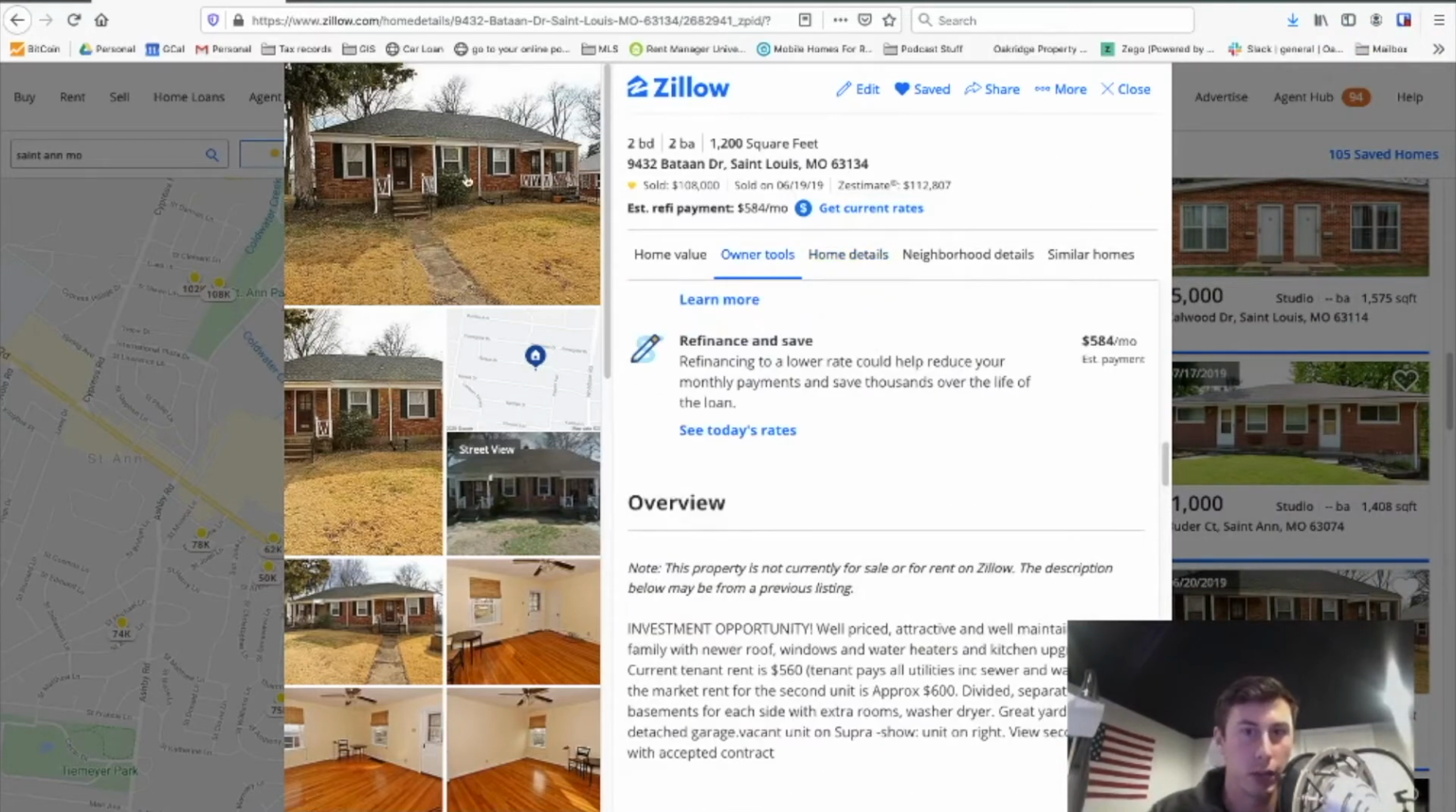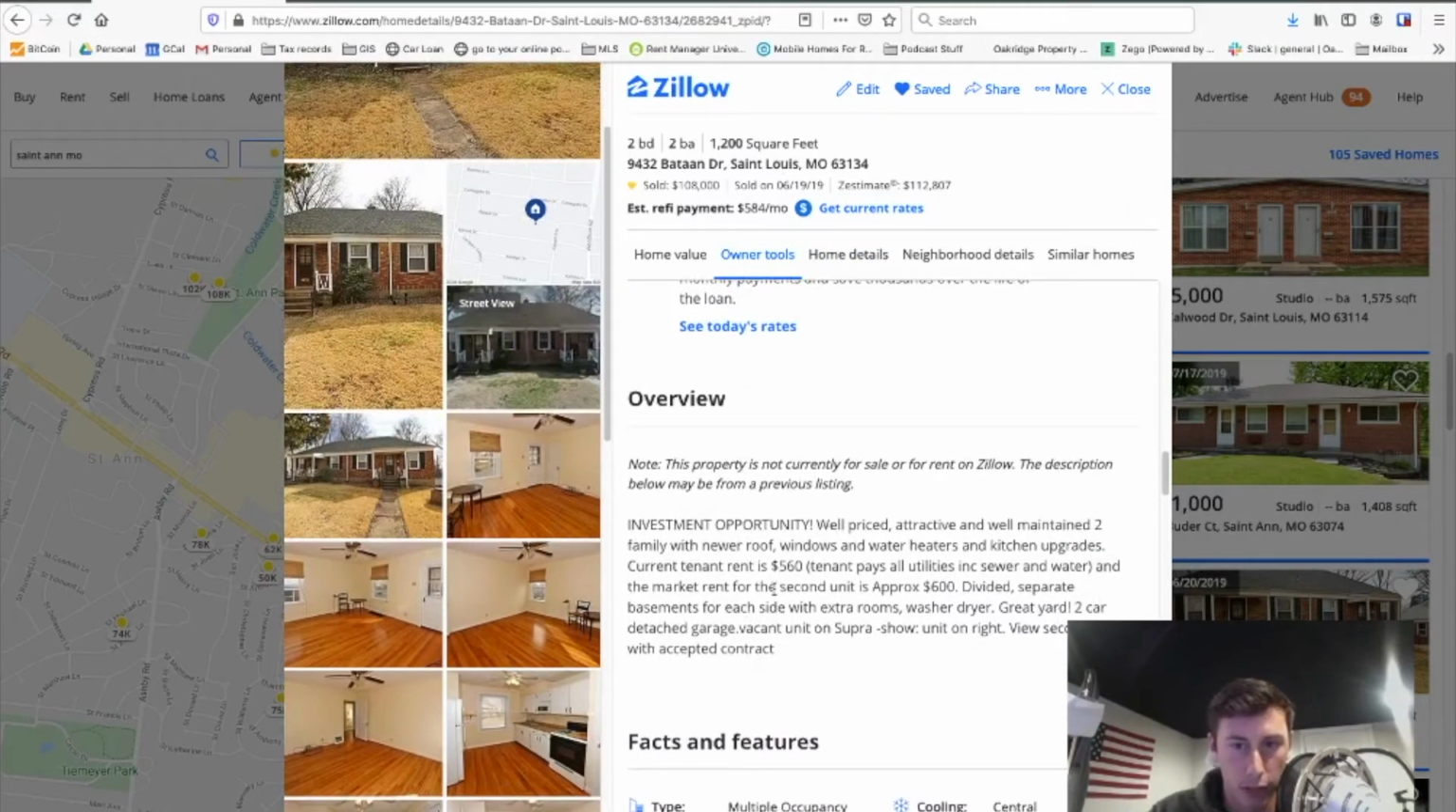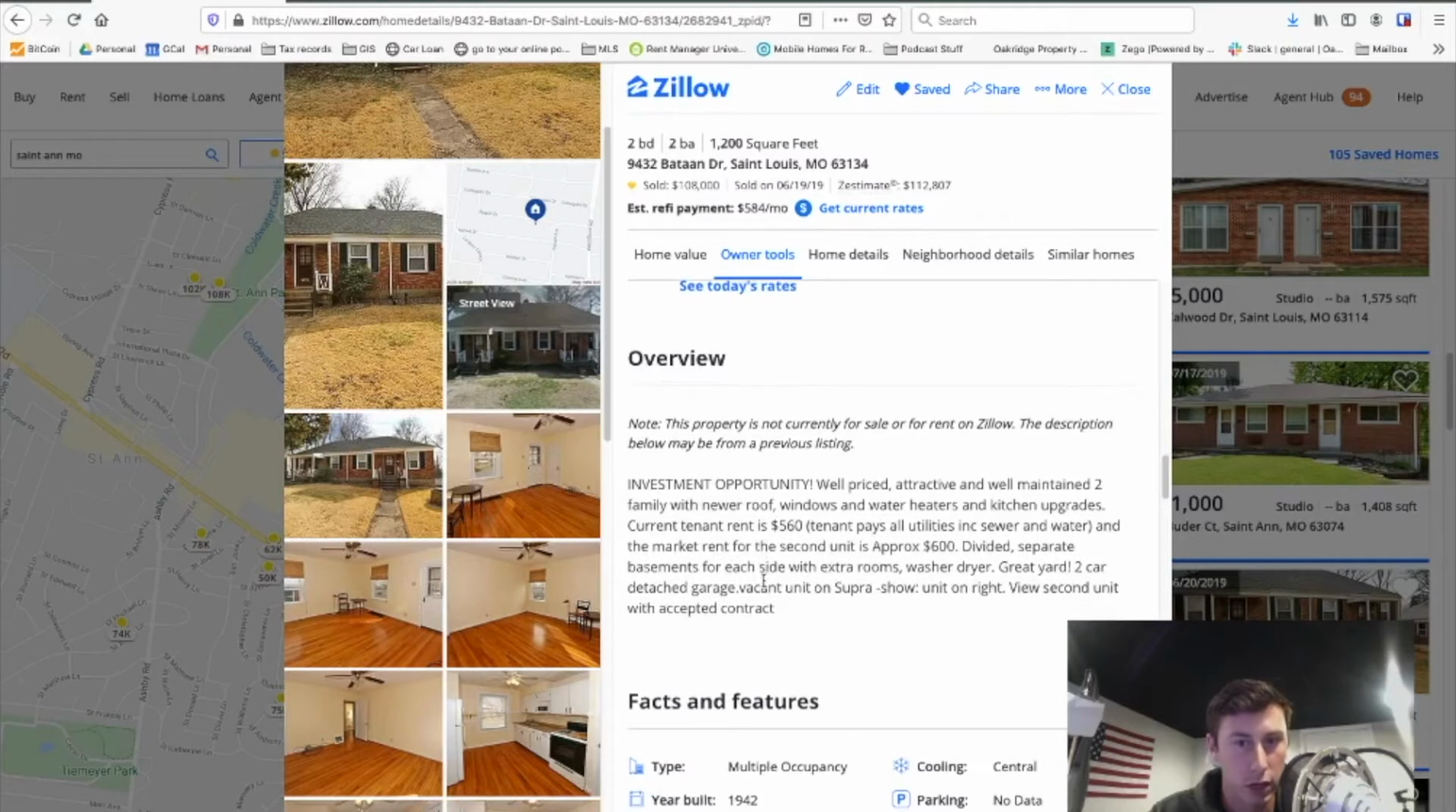So there's the duplex. We're in St. Louis, Missouri. Let's read about it really quick. So it's an investment property, well priced, attractive, and well maintained. It's a 2-family with a newer roof, windows, and water heater, and kitchen upgrades. Current tenant rent is $560. Tenant pays all utilities, including sewer and water. And the market rent in the second unit is approximately $600.